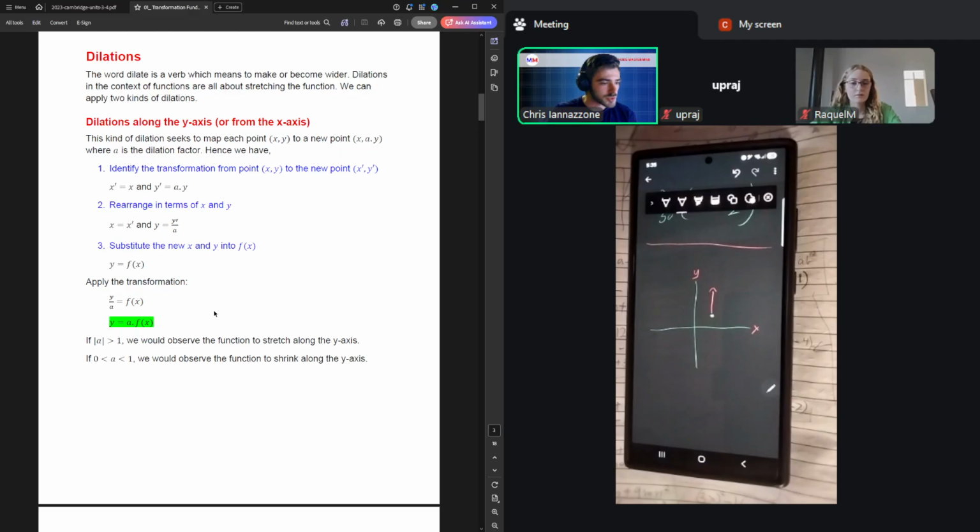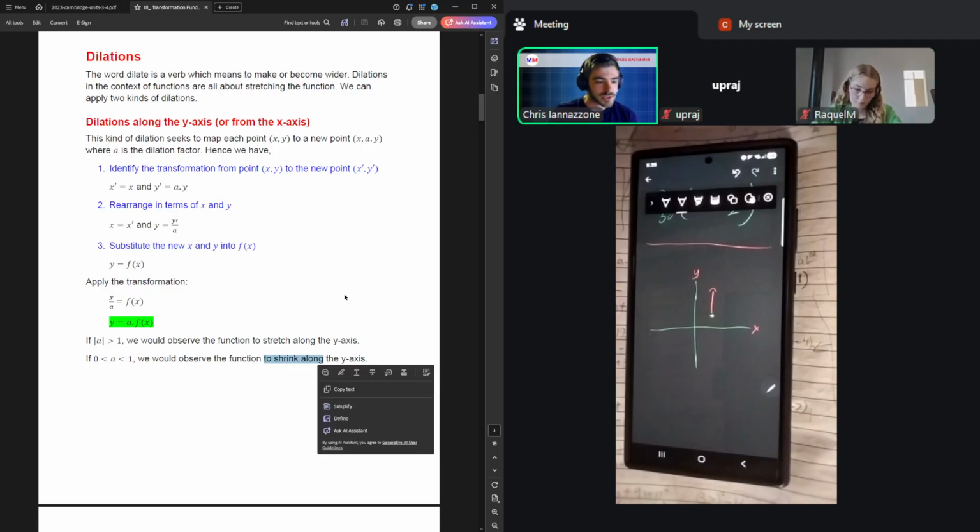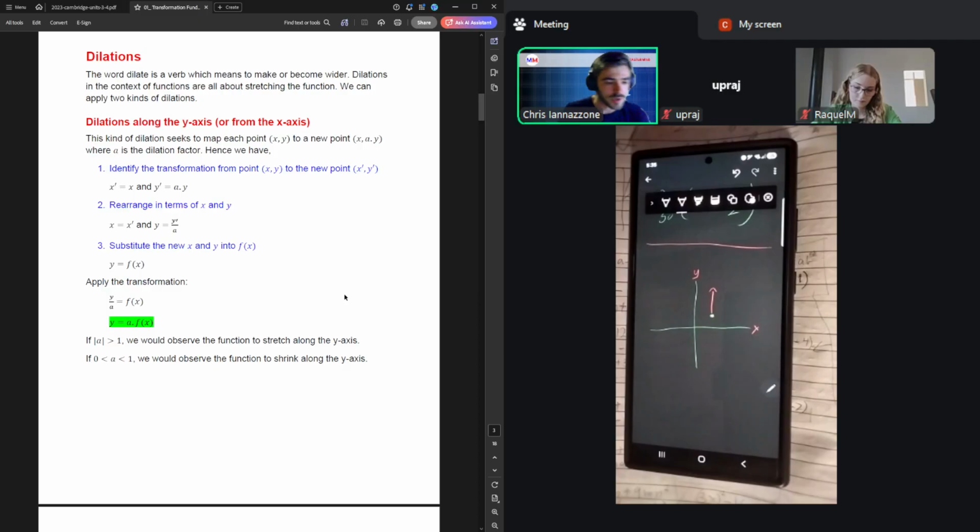If your a value is greater than 1, so as it increases, you will stretch further along the y-axis. If you're getting closer and closer to 0, you'll actually experience it to shrink along the y-axis. So when you multiply by a fraction between 0 and 1, that's the same thing as effectively just dividing by that number.